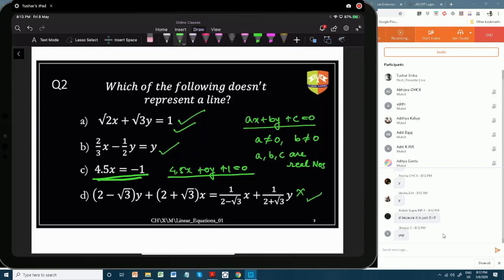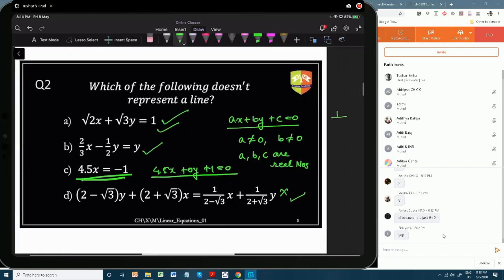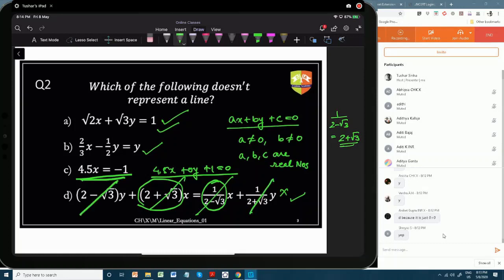You would have learned in 9th grade that 1 upon 2 minus root 3 is equal to 2 plus root 3. If you rationalize the denominator, you will get this. So that means (2 plus root 3)x and x by (2 minus root 3) are the same thing. So this is 0x. Similarly, (2 minus root 3)y and (2 plus root 3)y are the same thing, 0. So they just get cancelled. Hence this equation is of the form 0x plus 0y plus 0 equals 0. And this cannot be a linear equation. See, in this very basic question, how many people have got it right?